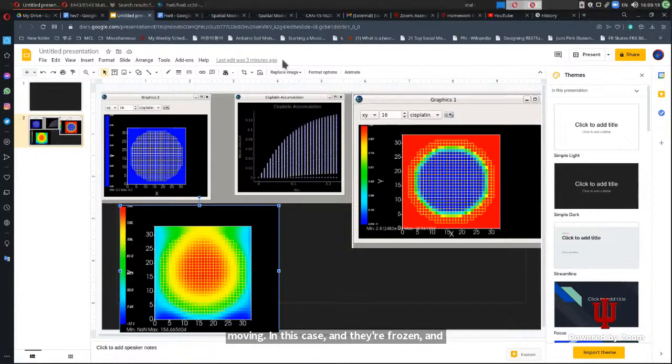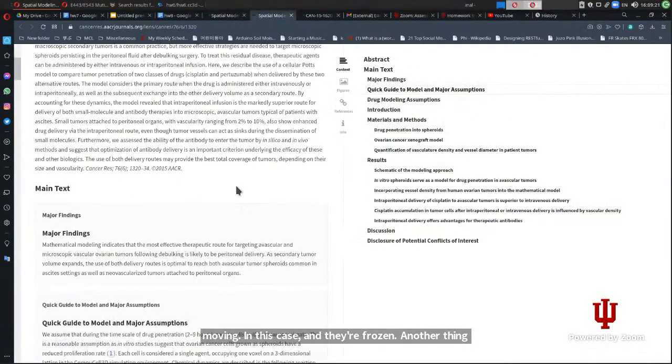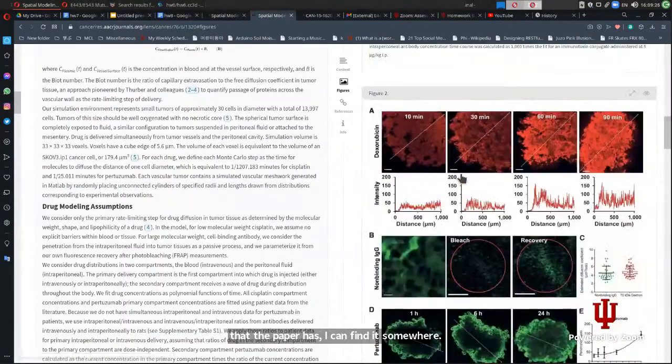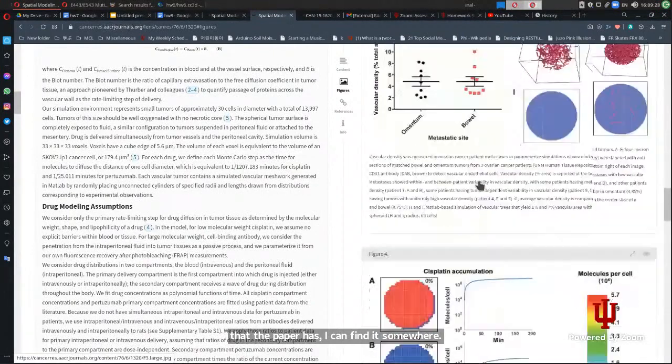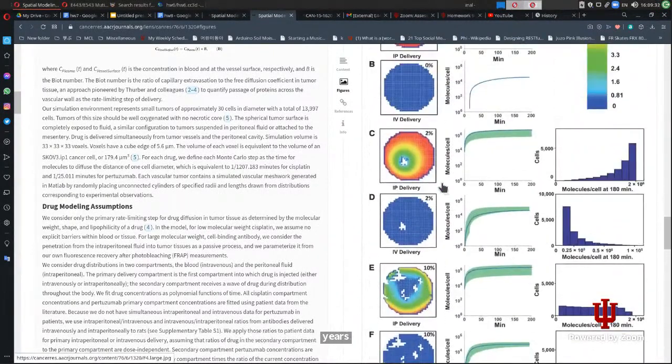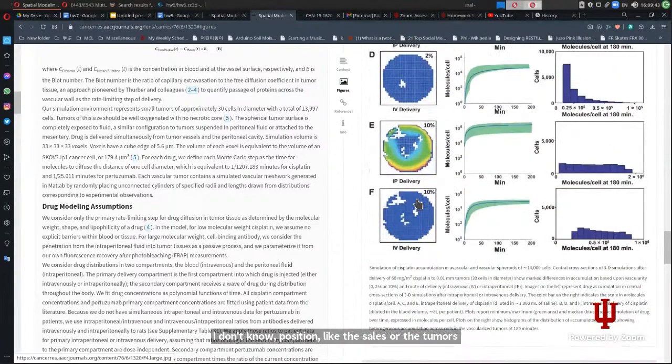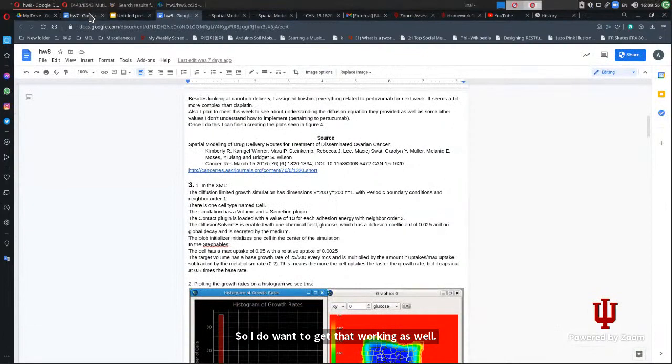Another thing that the paper has, if I can find it somewhere, figures. I don't know where it's at. Here we go. On some of these 2D plots, you can see these tumors have different positions. Like the tumors are kind of torn up in some places, and it's not that the drug is doing that to the cells. That's just a different configuration for the start. So I do want to get that working as well. But the cells are mostly inert.